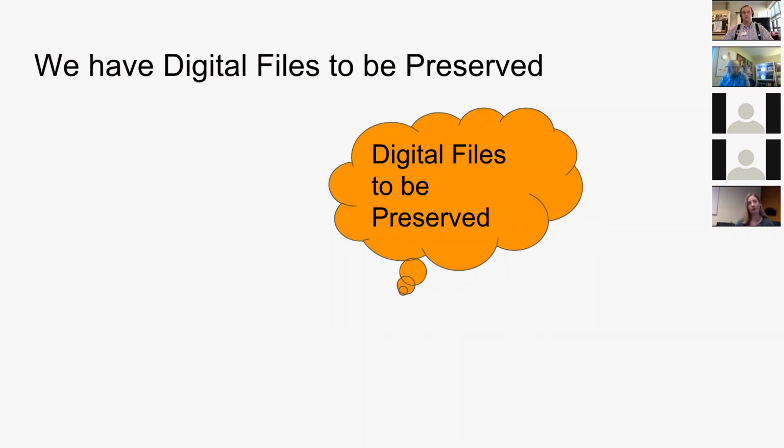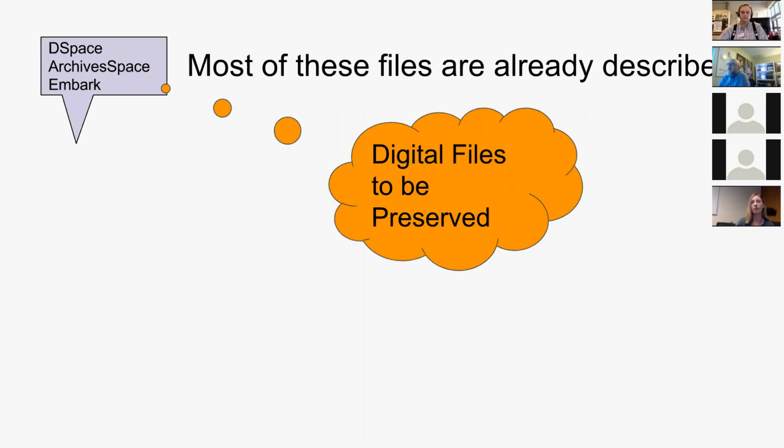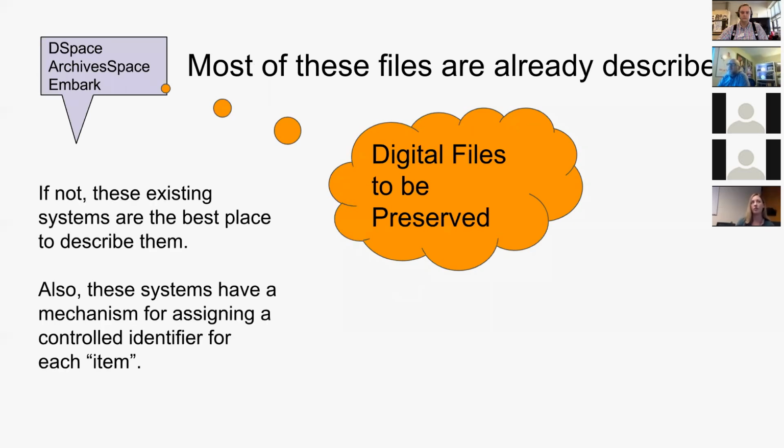So what I want to do is give you a description of the system that Suzanne will demo later on in this presentation, to give you a sense of how we came up with the design decisions we came up with. So we have digital files that we want to preserve. And each of these digital files are already described in one of our existing systems, DSpace, ArchiveSpace, or Embark. And if we do have digital objects that aren't described in one of those three systems, we felt like those systems are probably the best place to go ahead and describe them.